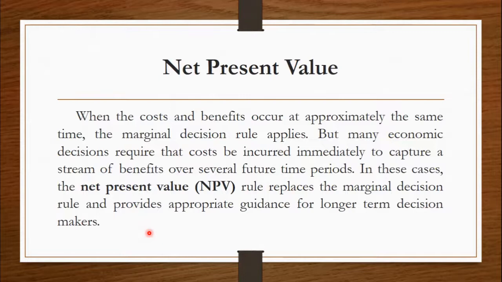Next, we have your net present value. So the net present value is another tool used to evaluate if a certain alternative is good or bad. So kani siya is more on the financial side, no, sa imong net present value. So when the cost and benefit occur at approximately the same time, the marginal decision rule applies. But many economic decisions require the cost to be incurred immediately to capture a stream of benefits over several future time periods, which is usually the case, diba?